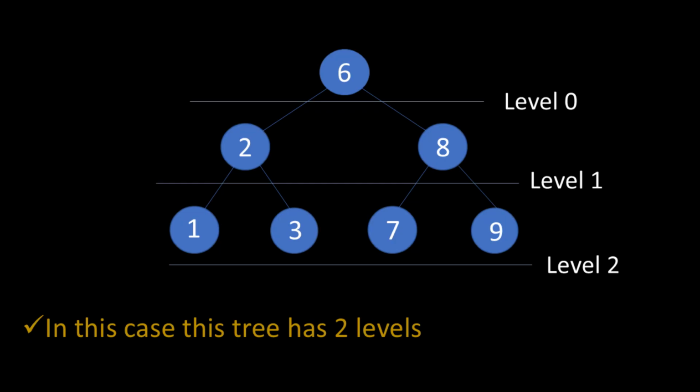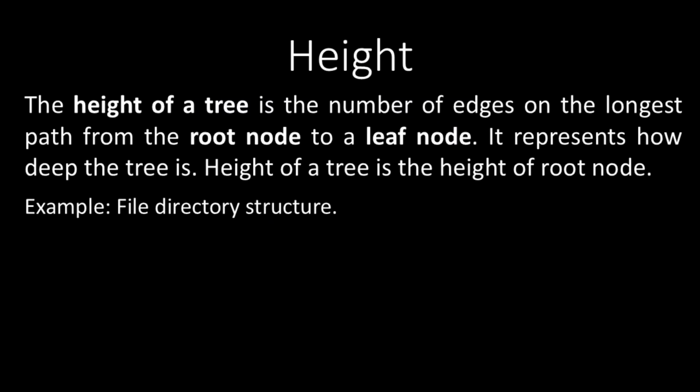Let's see what the height is. The height of a tree is the number of edges on the longest path from the root node to a leaf node. It represents how deep the tree is. The height of a tree is the height of its root node. As an example, a file directory structure. Here are some key characteristics.